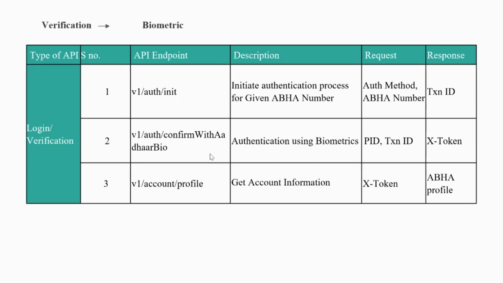So we are starting with the verification process. Verification process is generally used when a person already has an Aadhaar number. In case of verification, the first API we would follow is V1 auth init. So here, if a person already has an Aadhaar number, we would generally prefer the Aadhaar number in the health ID field, and we'll generally have an auth method.